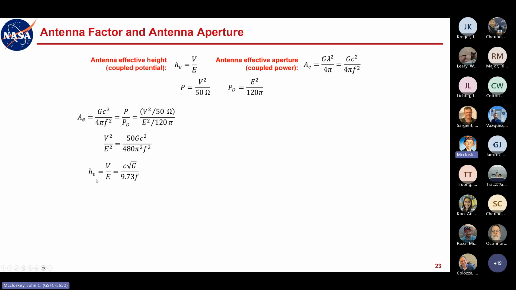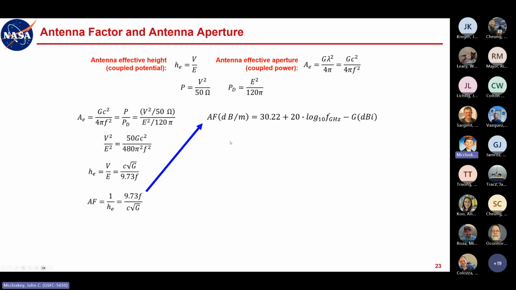Well, V over E is our effective height. Simplifying this expression, we get this equation here, and so we take the reciprocal of it. The reciprocal of effective height is our antenna factor, and if we convert that to dB, we get this expression here. You'll sometimes see me use this when it just comes from this algebraic manipulation. You can look through that when I make the charts available.